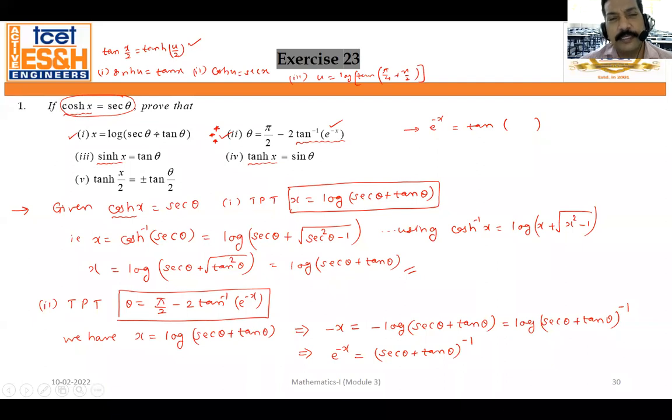Is it clear? First result. Yes, sir. Okay, now the second result is important and that is comparatively difficult to prove. That is why I have put a star here. Now what we need to prove? We need to prove theta is equal to pi by 2 minus 2 tan inverse e raised to minus x.